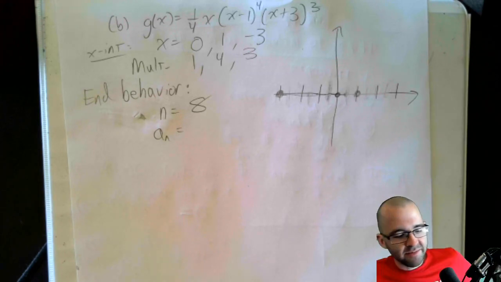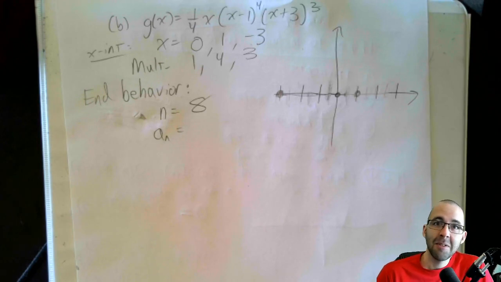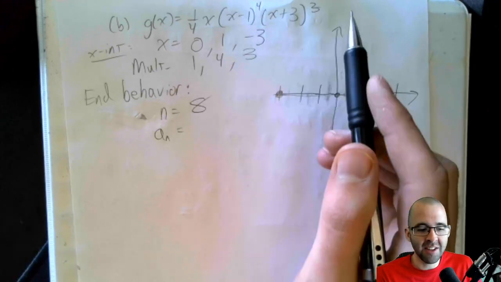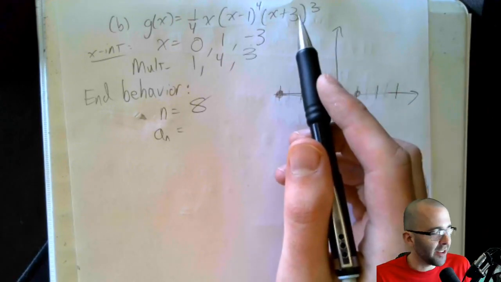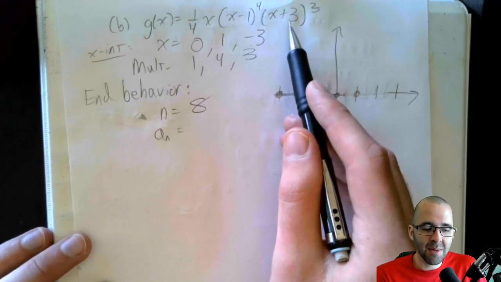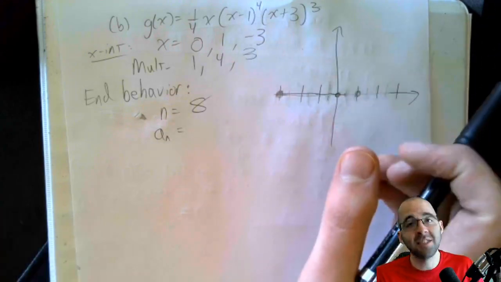And a sub n. Now, I mentioned you can always put this in general form to find what your leading coefficient is. Putting this in general form would really take a while, right? This is raised to the 4th power. You'd have to essentially superfoil 4 times. This one you'd have to superfoil 3 times and then multiply those super polynomials together. It's going to take a long time.